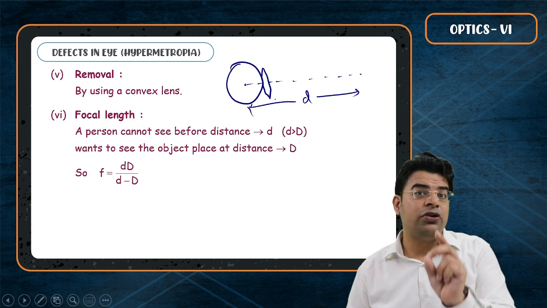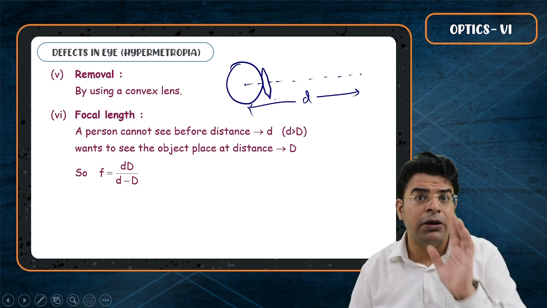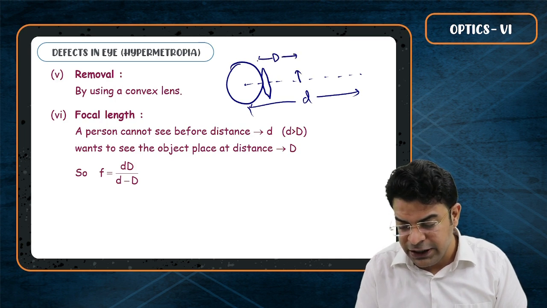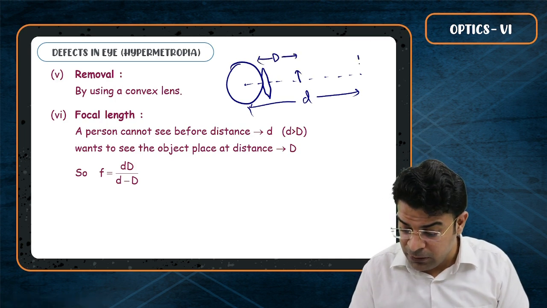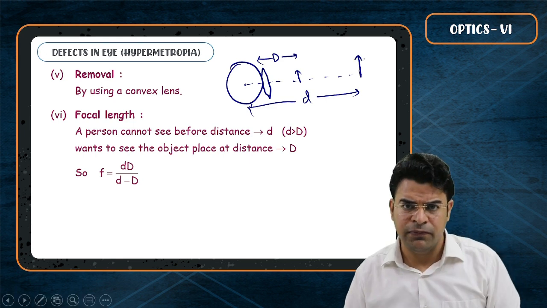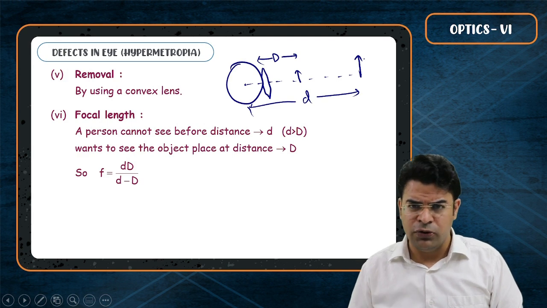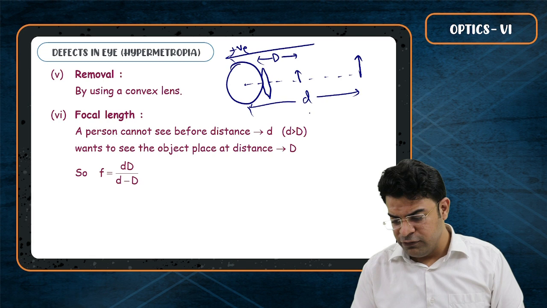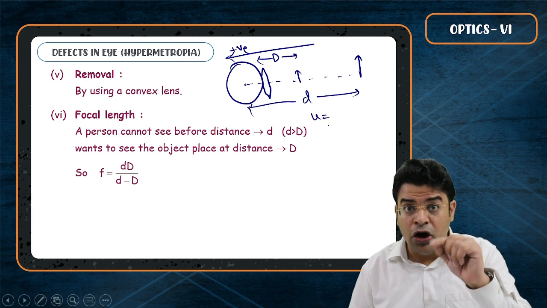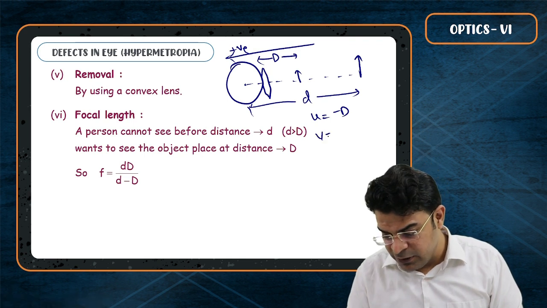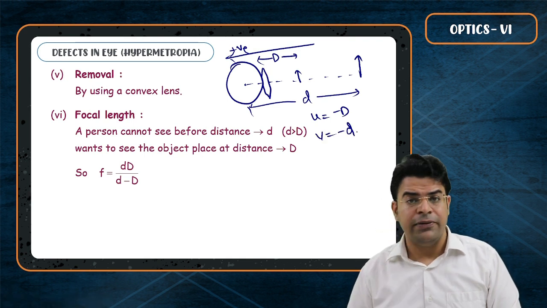Now this person should be able to read like a healthy human being. So when an object is placed at a distance equal to D, the image should be formed at a distance small d so that this person will be able to see clearly. Now using the lens formula, this is the direction of propagation of the incident ray. So u, where the object is placed, is minus D. Where the image is being formed is minus small d.